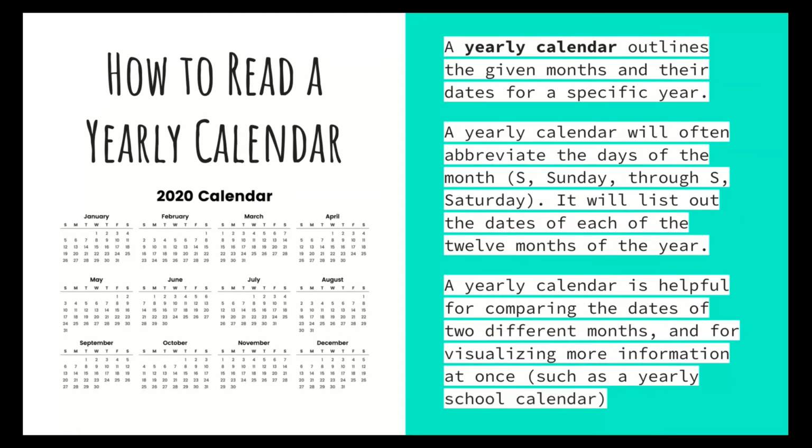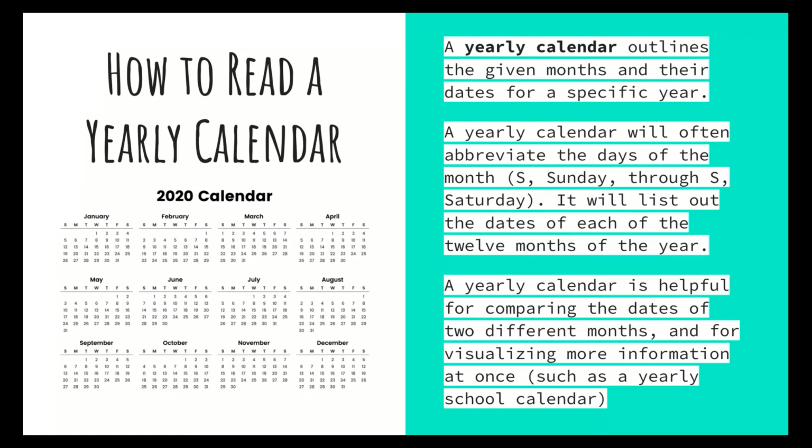Now, a yearly calendar outlines the given months and their specific dates for a specific year. A yearly calendar will often abbreviate the days of the week and the days of the month, because there's a lot of information to display at once, and unfortunately we can't fit it all. If you look at, for example, January, it says S M T W T F S. That stands for the days of the week, starting with Sunday. So that's Sunday, Monday, Tuesday, Wednesday, Thursday, Friday, Saturday. It'll also list out the dates of the 12 months of the year. So there's 12 months from January to December.